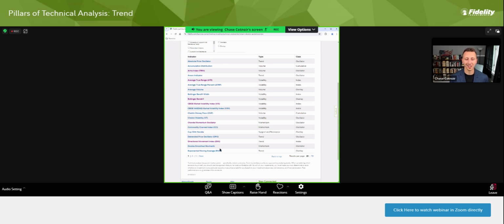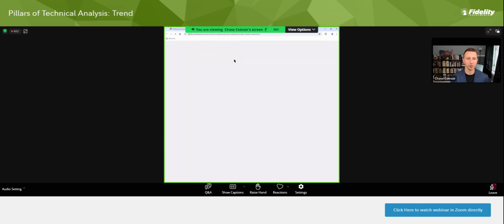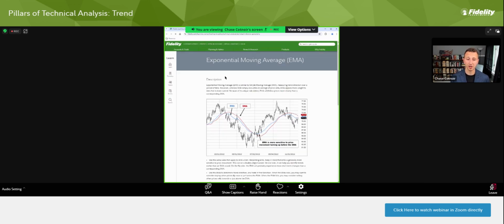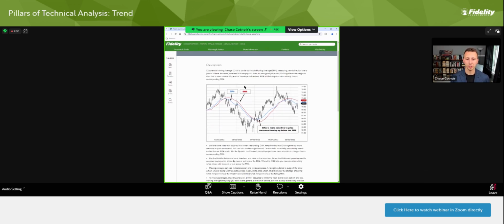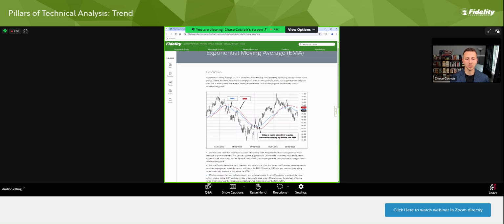So when it comes to an EMA, we have an article here. I'll open this in a new tab. You can read through this. It's going to give you some examples. It's going to compare an EMA to an SMA. These are really good, pretty simple, but useful to take a look at.